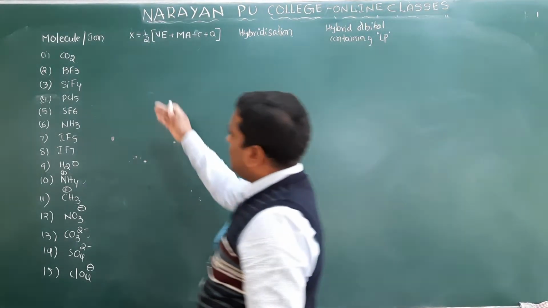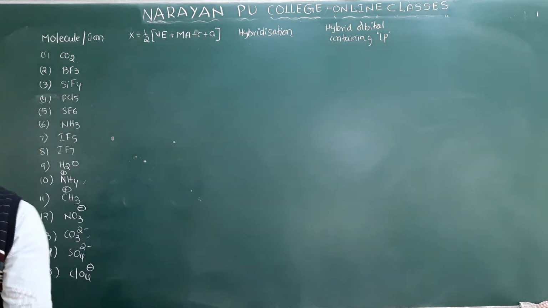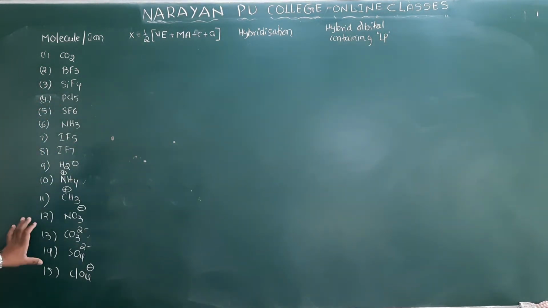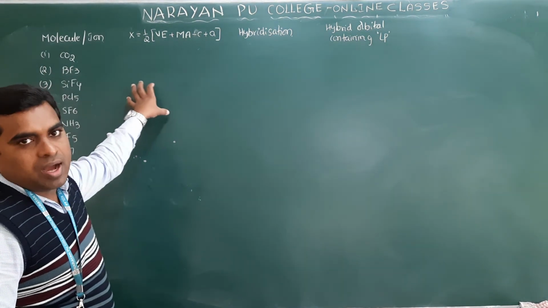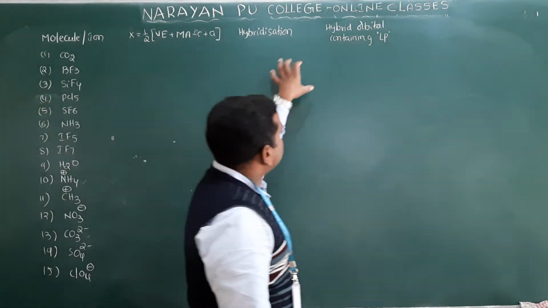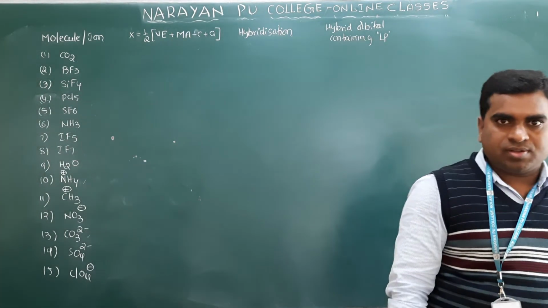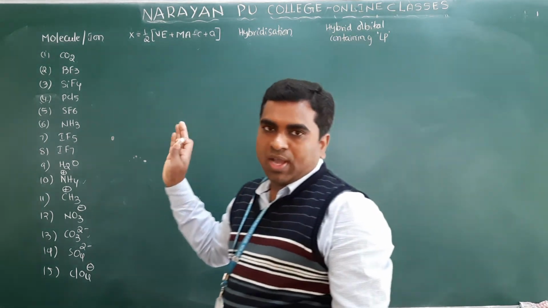This is the homework we have to do. Clear? I already mentioned this. I have given 15 examples here. You have to calculate the hybridization. First of all, the number of hybrid orbitals, hybridization, and lone pairs. Clear? So you already know how to calculate this.